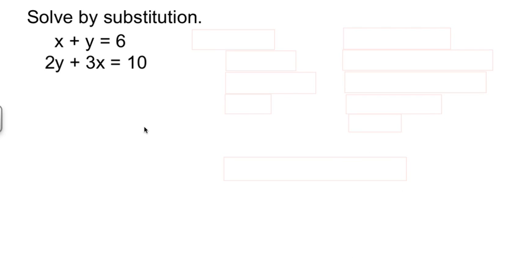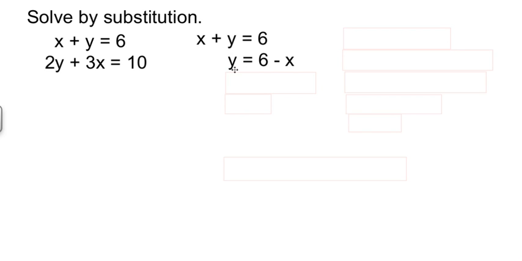The second one is the substitution method. So they've given us two equations, x plus y equals 6, and 2y plus 3x equals 10. The first step is to pick one of the equations, and I picked the top one, and get one variable by itself. I chose y. The reason I chose the top equation is because I wouldn't have to divide by anything, so I don't have to carry around fractions.